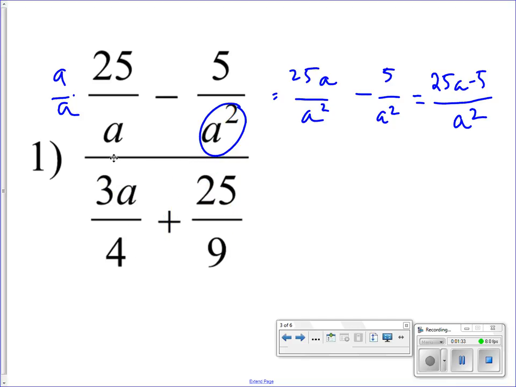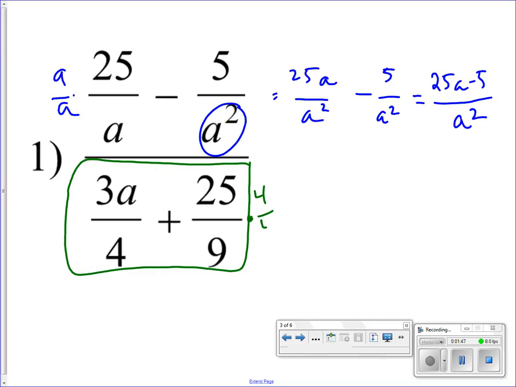Now we're going to simplify the denominator. So we're not going to look at the numerator yet. Okay, so looking at those denominators, we have 4 and 9. There is no GCF there. The least common multiple between 4 and 9 is 36. So we're going to multiply that fraction by 4 over 4 to get our denominator 36, and then 9 over 9. So that gives us 27a over 36 plus 100 over 36. Now that those fractions have the same denominator, we can add them.